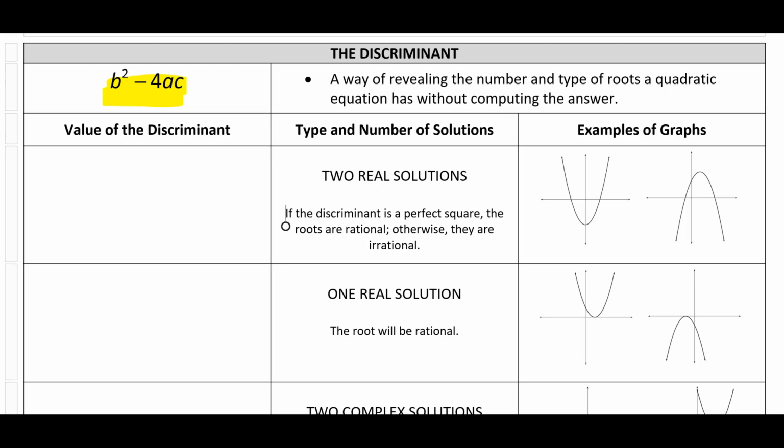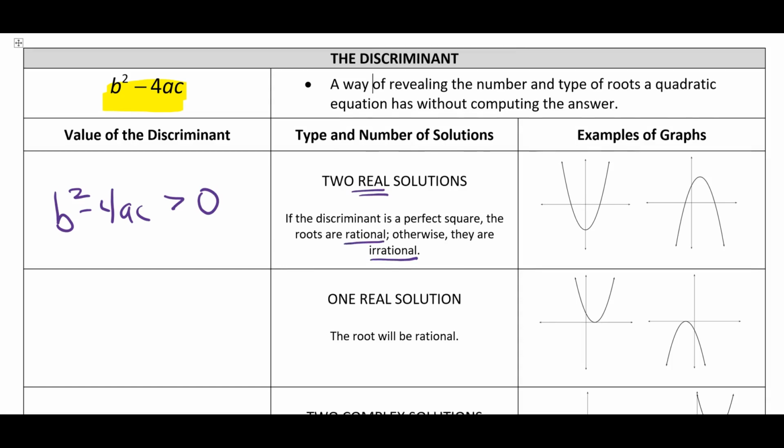So first of all, if our discriminant b squared minus 4ac is greater than 0, meaning it's a positive number, you can expect yourself to have two real solutions. And these solutions could be rational or irrational.